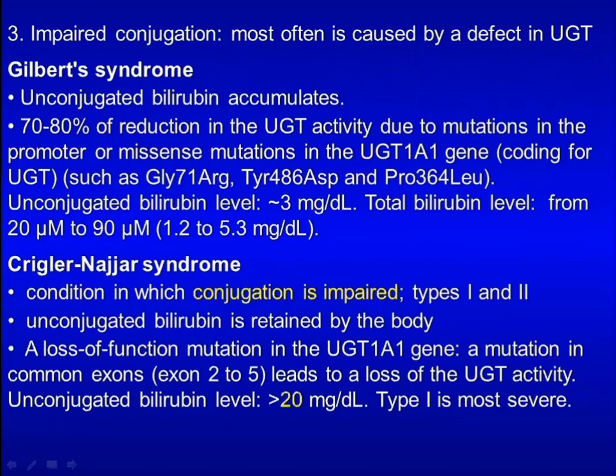Crigler-Najjar syndrome is a condition in which conjugation is impaired. There are two types, type 1 and type 2. Type 1 is most severe. It is caused by a loss of function mutation in the UGT1A1 gene. In this condition, unconjugated bilirubin level can reach about 20 mg per deciliter.